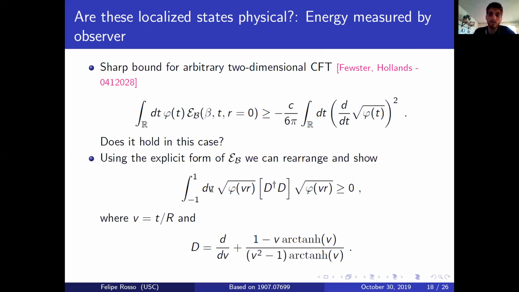We have an integral over this parameter b. b is simply a rescaling of the time coordinate, and we have this operator acting in between, okay, where this operator is simply a derivative plus this function, this complicated function. And the next thing is that this inequality can be rearranged in this way, where here we have d dagger d, okay? So this is an explicitly positive operator. Therefore, this inequality holds true, okay?